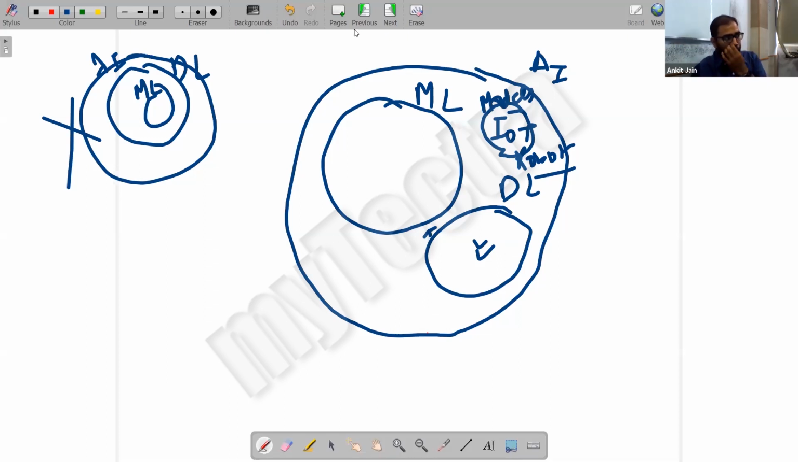Right? Does the robot come from IoT? No. Robot is a different part altogether. It is different. IoT is Internet of Things. So suppose you are there, okay. Suppose, like cloud is your Internet of Things.